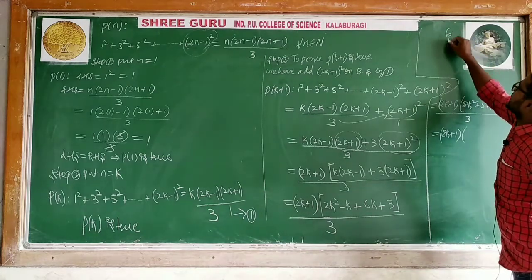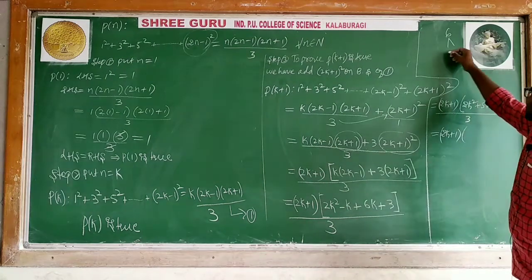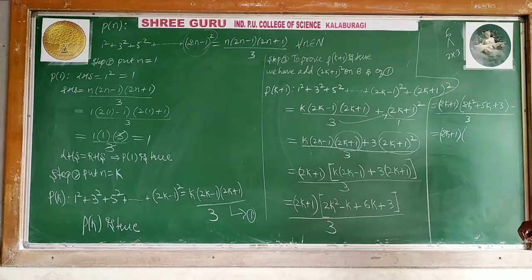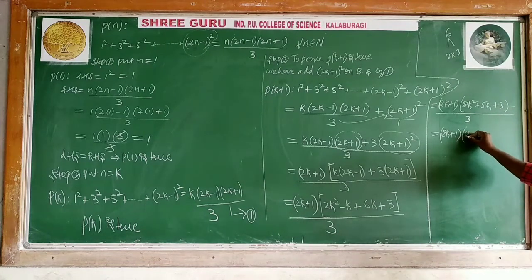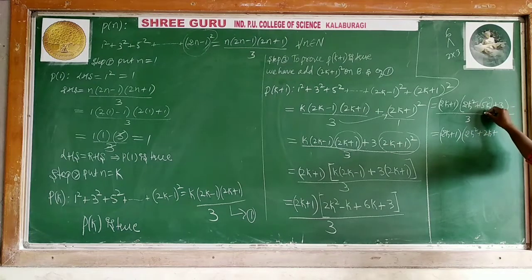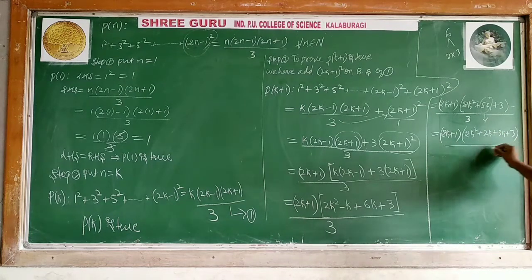Then 2k plus 1 into 2k square plus 5k plus 3. This can be split: multiplying should give 6 and addition should give 5, so I can multiply like 2 into 3. 2 into 3 is 6 and the addition is 5, so I can write 2k square plus 2k plus 3k plus 3, whole divided by 3.